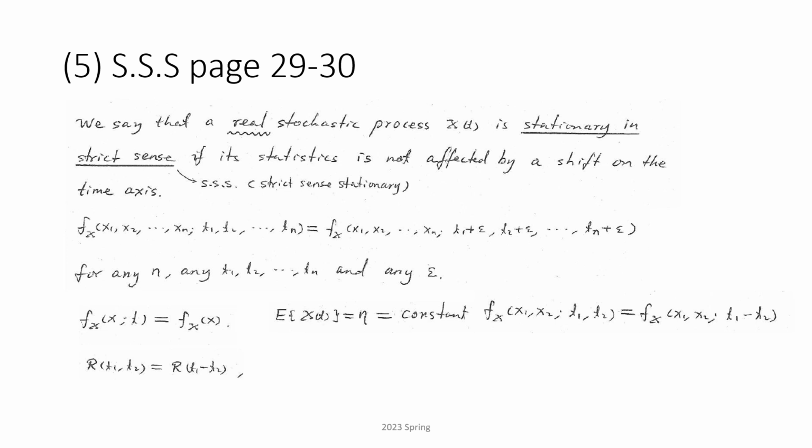So we have little f_X(x; t) equals little f_X(x), and the expectation of X(t) equals eta, and little f_X(x1, x2; t1, t2) equals f_X(x1, x2; t1 minus t2), and R(t1, t2) equals R(t1 minus t2) equals R(tau) equals R(negative tau). So the statistics are not affected by a time shift. It only depends on the time interval.